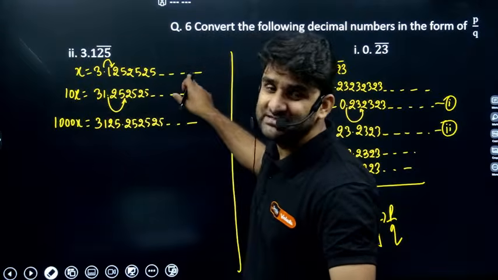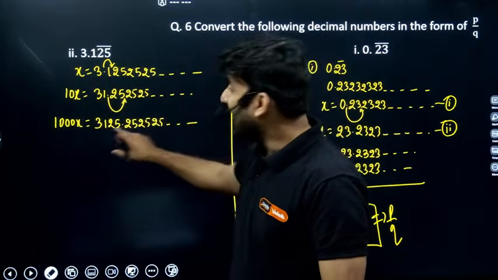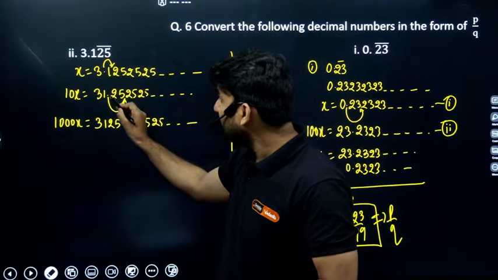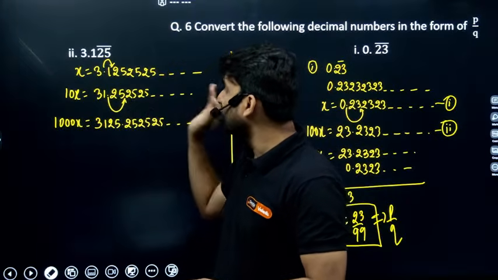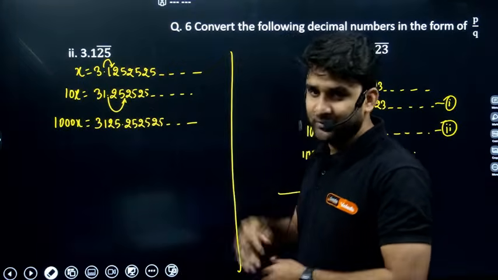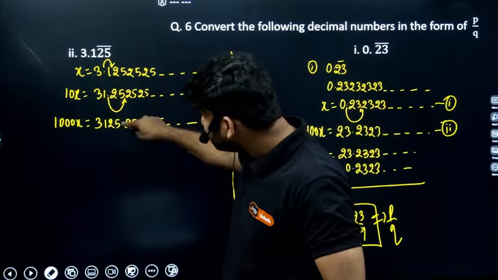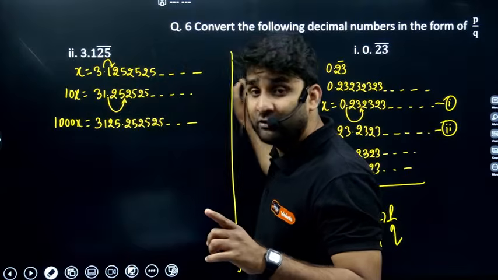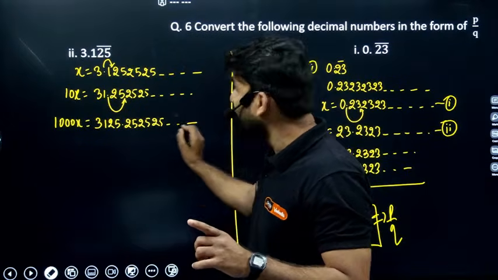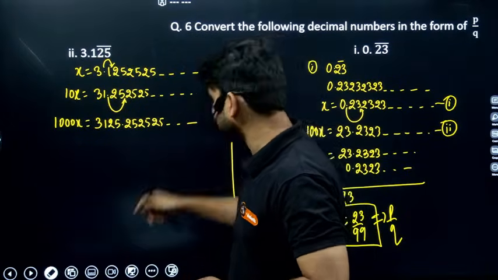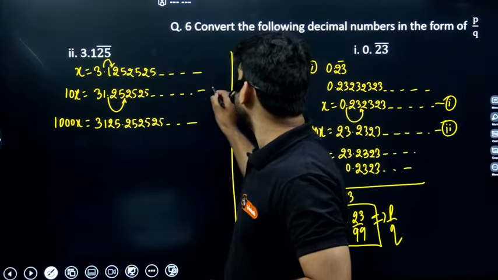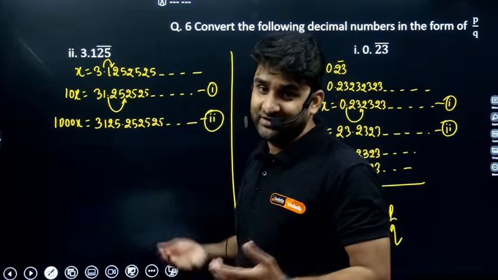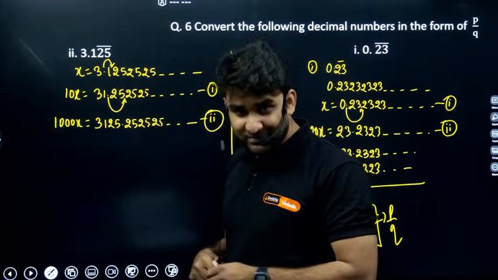x is equal to this, 10x is equal to this, and here we have 1000x is equal to 3125.25. The point has shifted here. So let's subtract this equation from this, because after the decimal 252525 is there, and here also after the decimal 2525. So let's call this equation number 1 and this equation 2. Then only the decimal portions will be cancelled with each other.